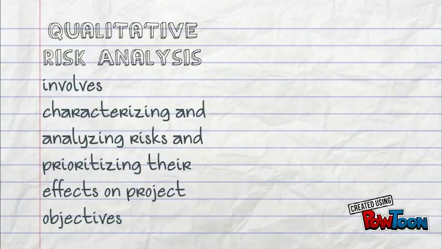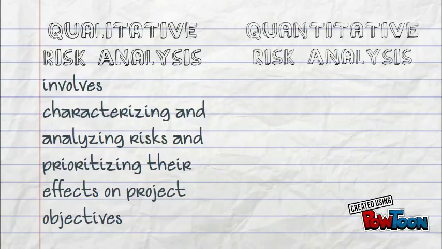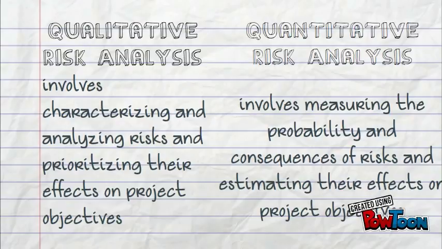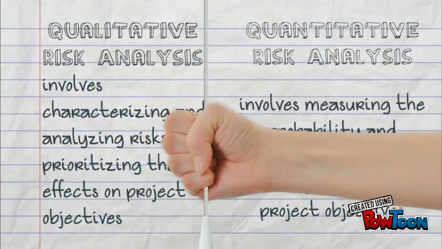Qualitative risk analysis involves characterizing and analyzing risk and prioritizing their effects on project objectives. Quantitative risk analysis involves measuring the probability and consequences of risk and estimating their effects on project objectives.